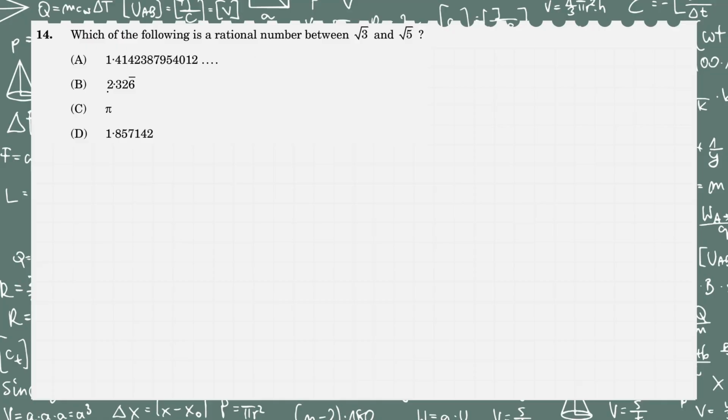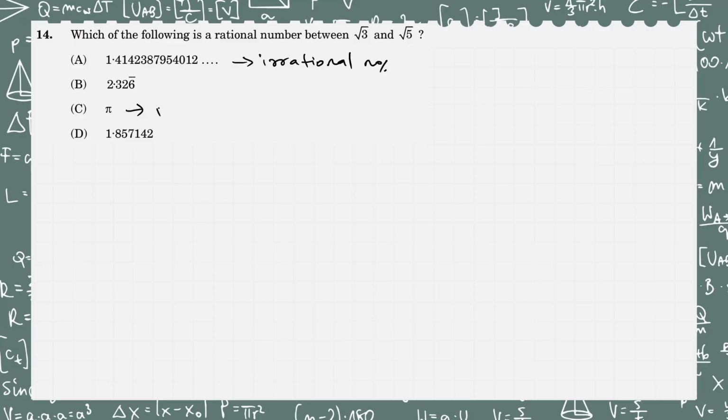1.41423879 etc. 2.326 means it is a non-terminating recurring decimal, which is 2.326666 etc. and the third option is given as pi, and the fourth option is 1.857142. Basically, we call a non-terminating, non-recurring decimal number an irrational number, right? So the number given in option A is an irrational number.